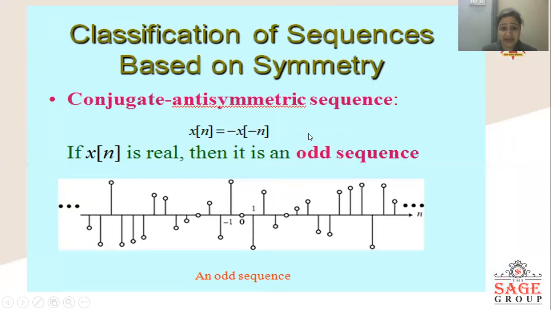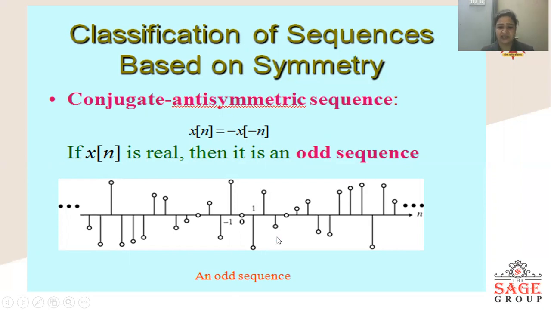Now next is the anti-symmetric sequence. Anti-symmetric sequence is represented by x[n] is equal to minus of x of minus n. Say I take n is equal to 1. Now x of 1 is equal to minus of x of minus 1. That means the value of the signal x at n is equal to 1 will be the negative of the value of the signal at n is equal to minus 1.